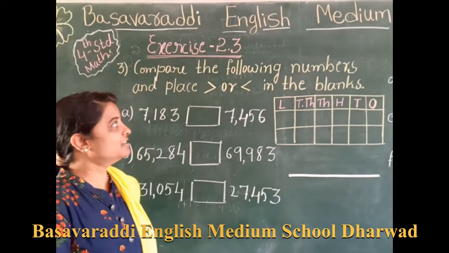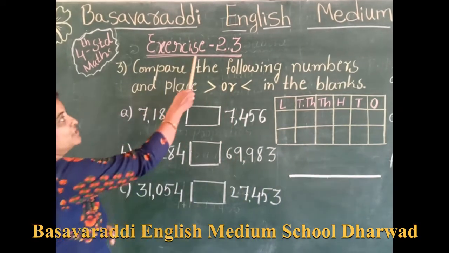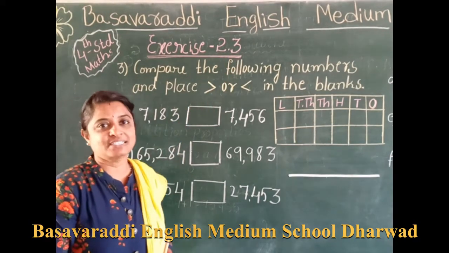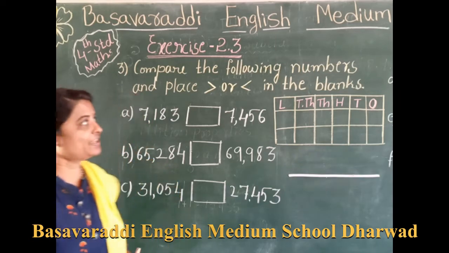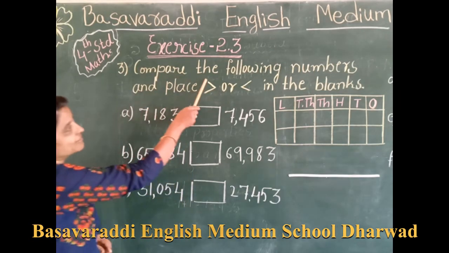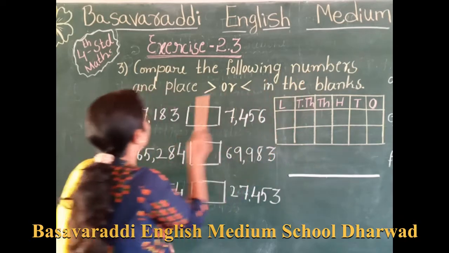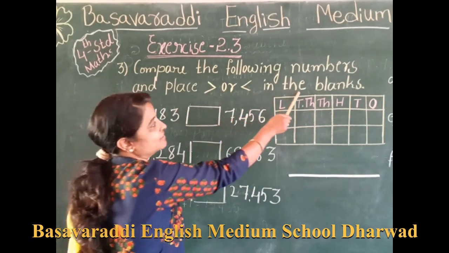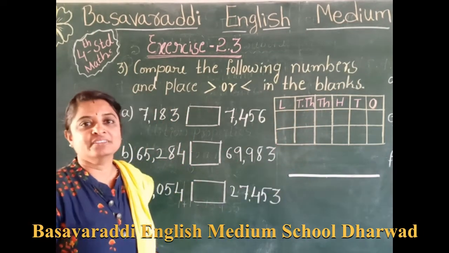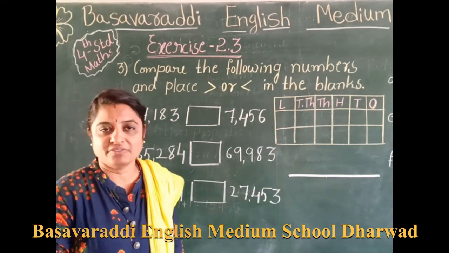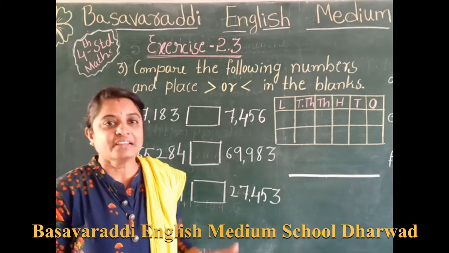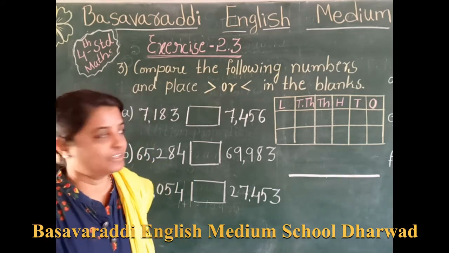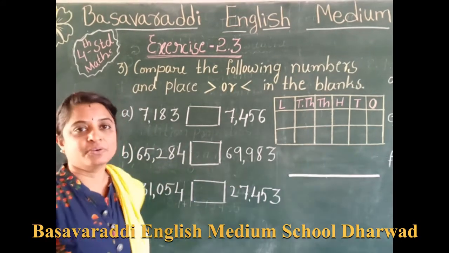Okay. What we learned here is exercise number 2.3. In that we have already finished first and second main. Now we are going for the third main. Okay. What is this here? Compare the following numbers and place greater than or smaller than in the blanks. What they have given? We have to compare the numbers whatever they have given. Then which is the greater number, which is the smaller number, we have to put the symbols of that one in the given box. Okay.